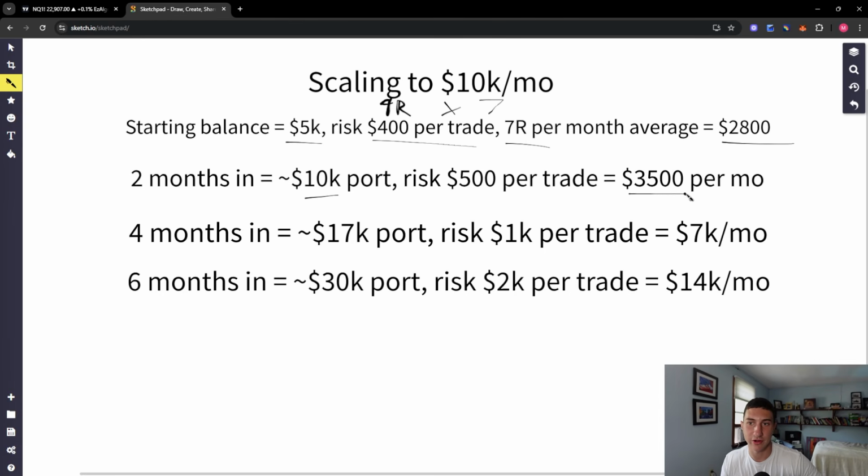So now we're making $3,500 per month. Wait another 2 months. 3,500 times 2 is 7K. So now we're just going to say we have a portfolio of 17K starting from that initial $5,000 balance.